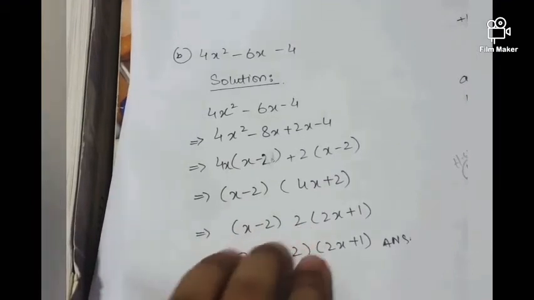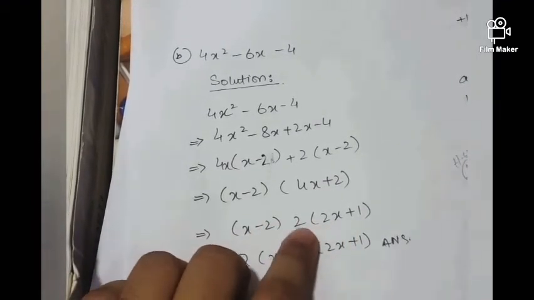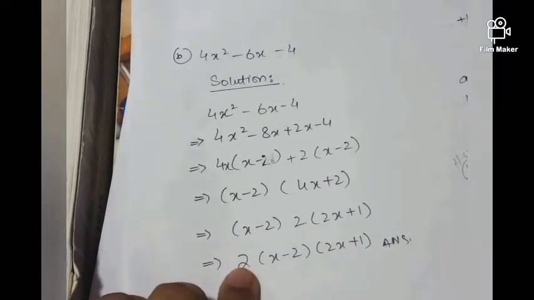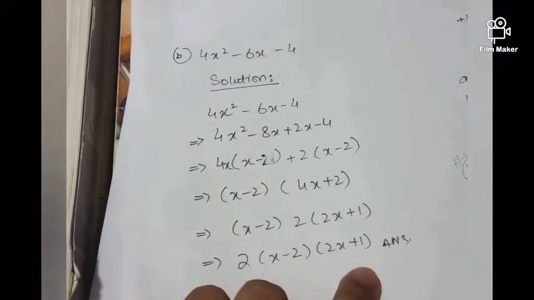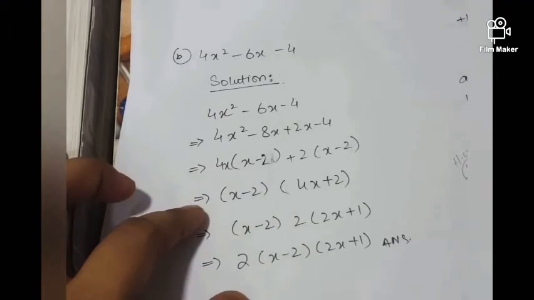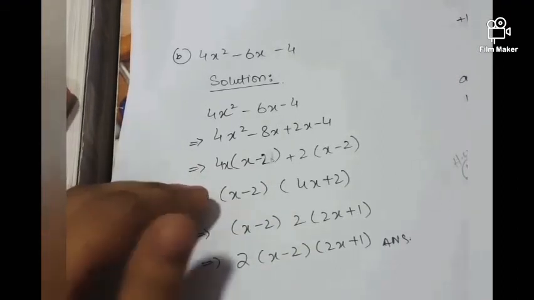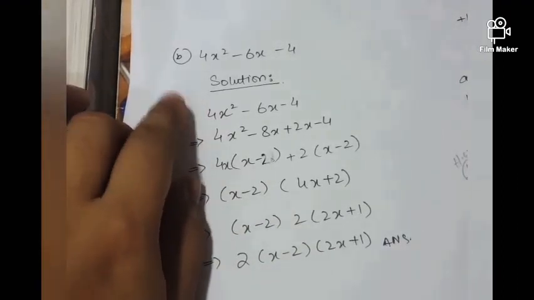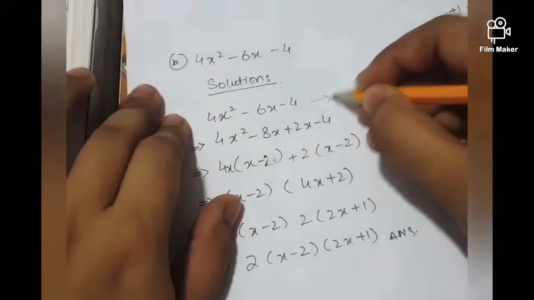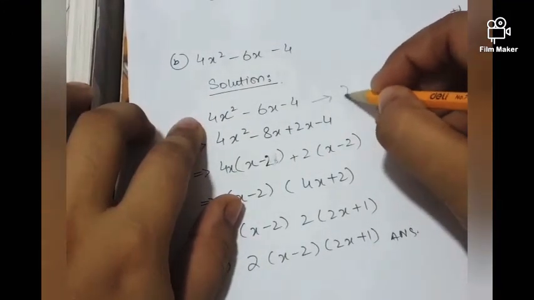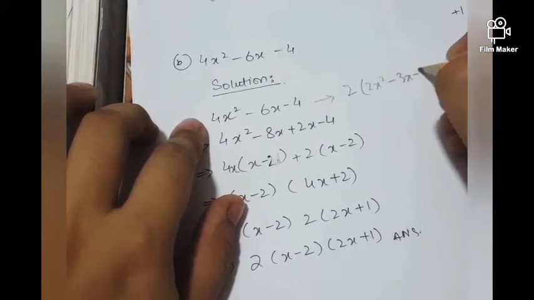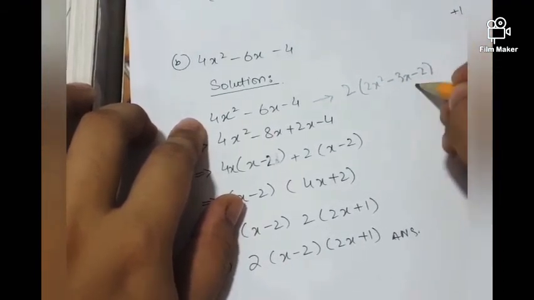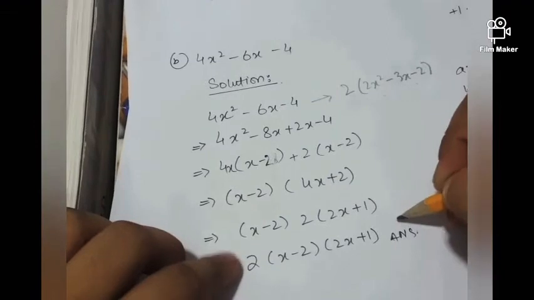Okay, now to write it properly, always write the number at the first place, then the variable terms: x minus 2 and 2x plus 1. This is the final answer. You can also solve this question by taking the common 2 at the first place. The question will be like this. Now 2 is the common, 2x square minus 3x minus 2. Then you will solve this one, you will have the same answer.